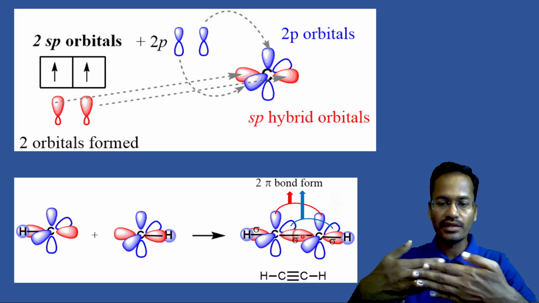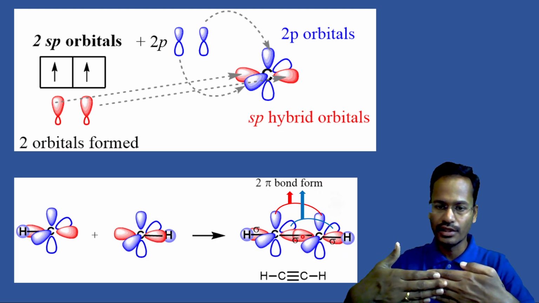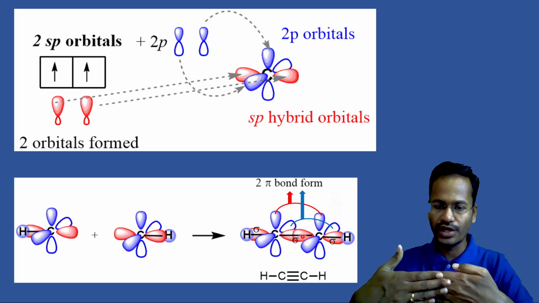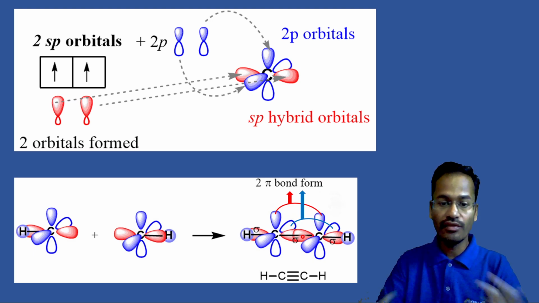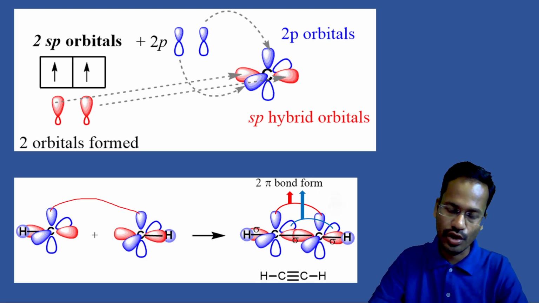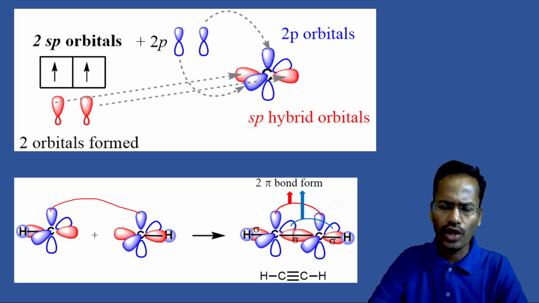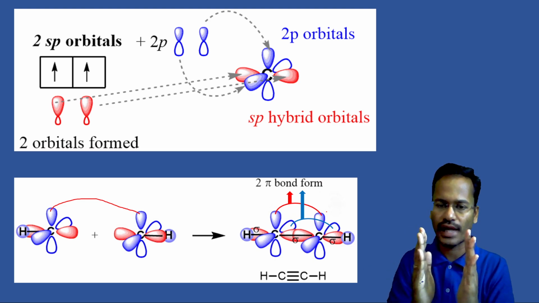Sigma bond is nothing but direct overlapping. Direct, that is, physical interaction will be there between both of those orbitals. That's why it is called a sigma bond. Whereas if you consider a pi bond, interaction will be happening between these two unhybridized orbitals. You see, these two unhybridized orbitals are nowhere directly overlapped. These are called side-by-side overlapping.